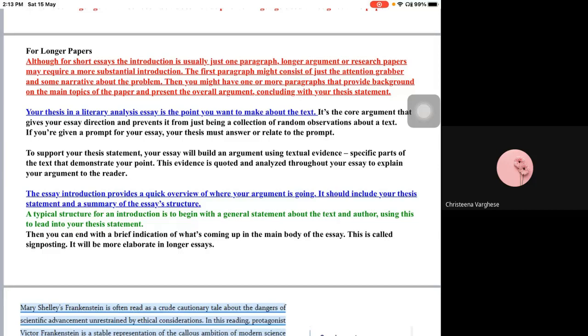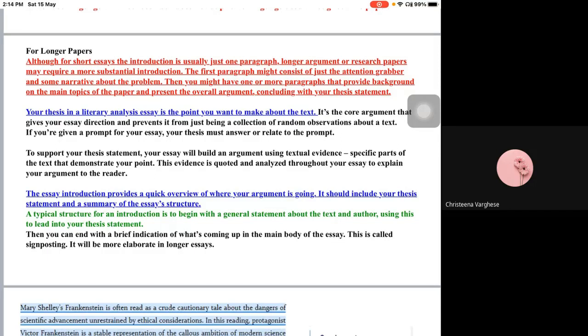The first paragraph might consist of just the attention grabber and some narrative about the problem. So when you're writing a longer essay, like the essay that you are expected to write, the introduction need not stick to just one paragraph. The introductory paragraph could even be an attention grabber, something that draws the attention of the reader to what you're writing. And it could be some narrative about the problem, whichever problem is stated in the question, or some more information about that.